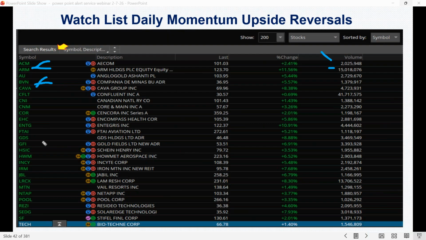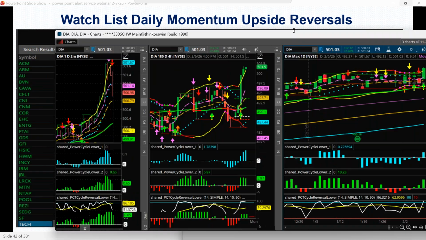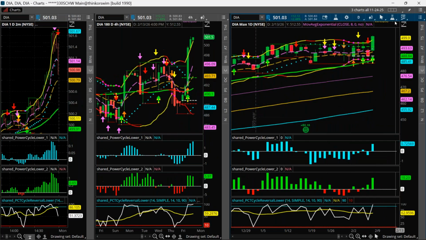Then we've got, what else we have down here? Those were the main ones that I was seeing. Let me see if there's anything else that stands out. NTAP is kind of interesting. And let me show you those real quick here just to kind of refer to those. So I'm going to show you ARM, CAVA, and NTAP. Let's just take a look at those three.